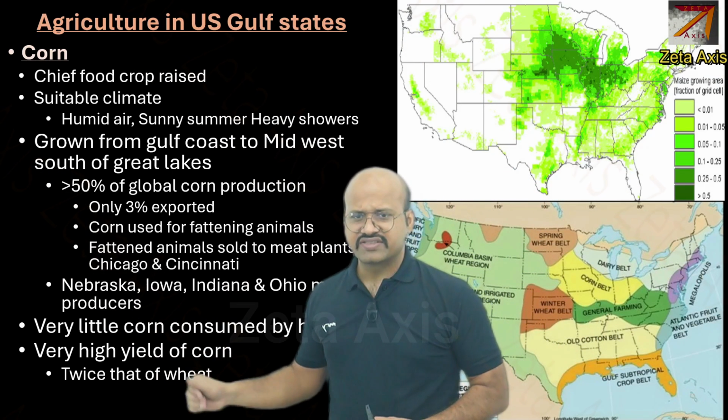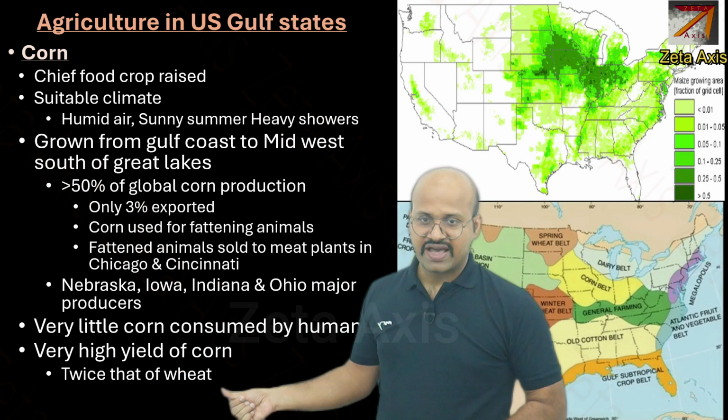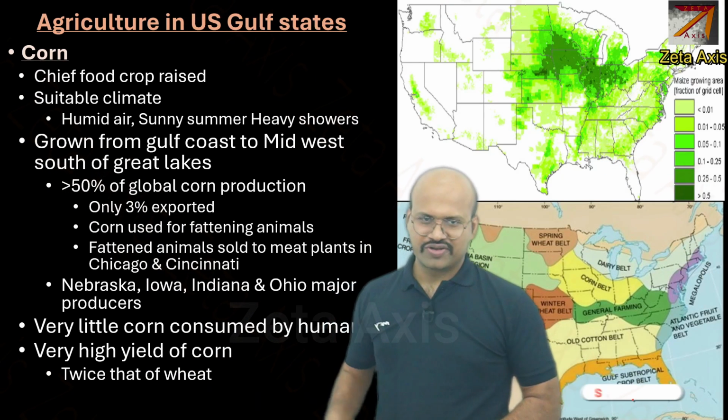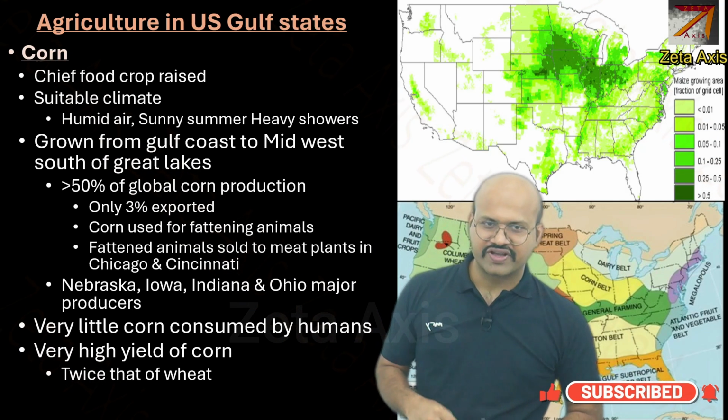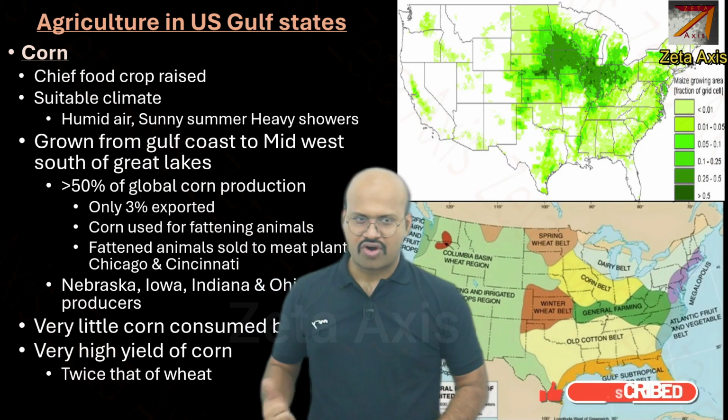The regions here have a very high yield of corn, and it is twice that of wheat. You can see that the yield per hectare is also twice that of wheat. So it is also very profitable to grow corn in these regions.